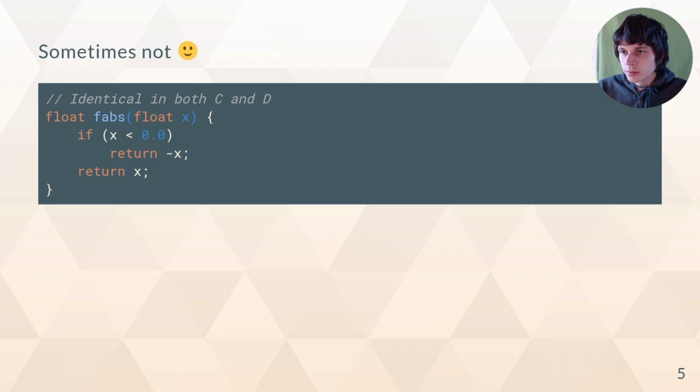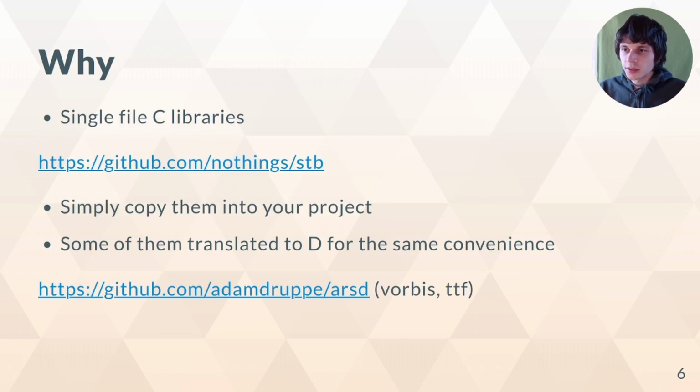Apart from small code snippets, there's also single-file C libraries. The convenience here is that you simply copy-paste the file into your project and compile it along with your own code, and you got yourself a simple image loader or audio decoder or font rasterizer. And for the same convenience, some of these have been translated to D, and you can find them in the link below in Adam Ruppe's repository of useful D modules.